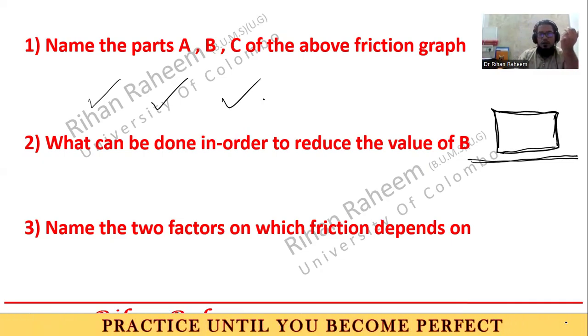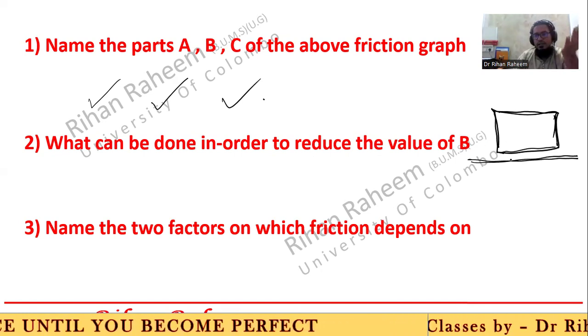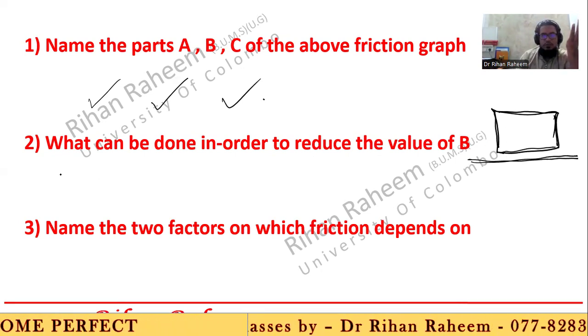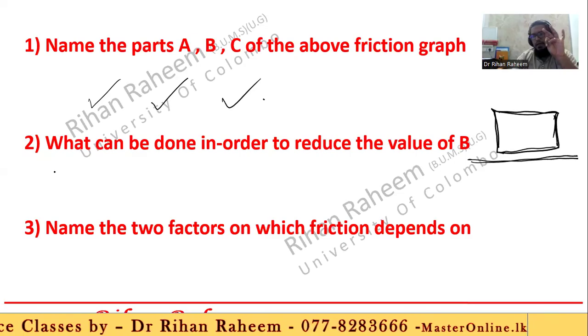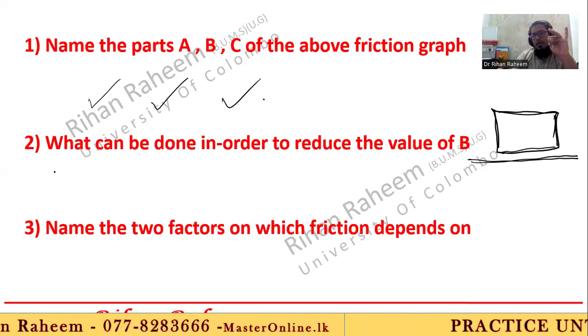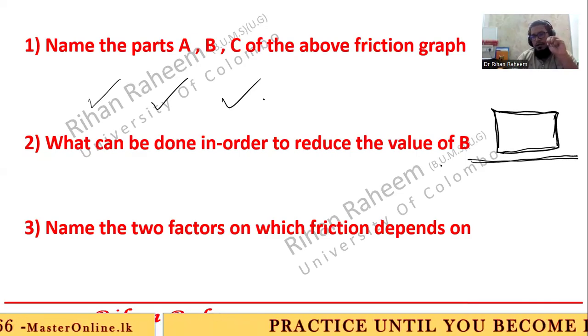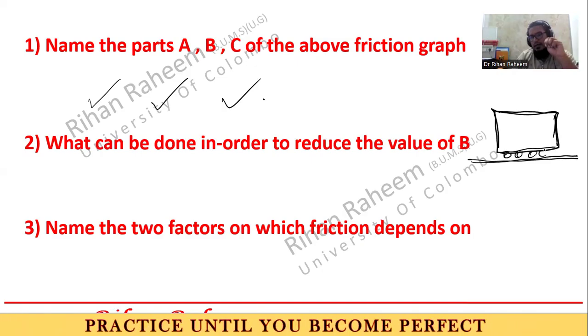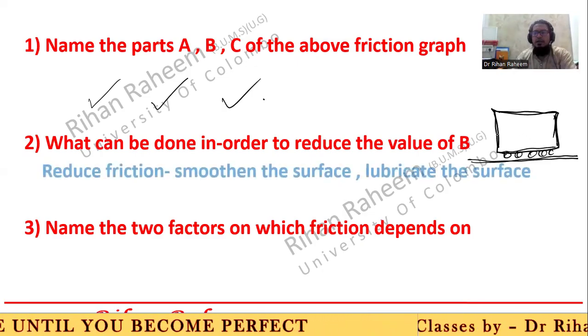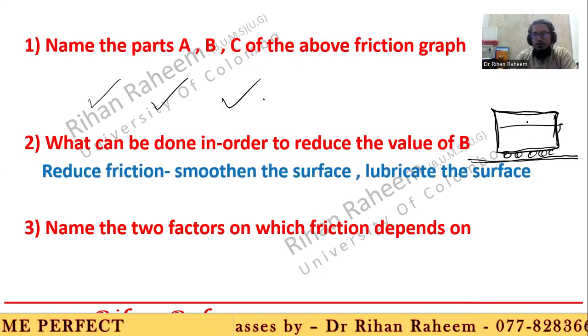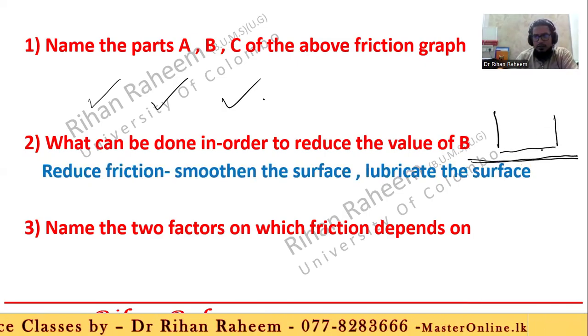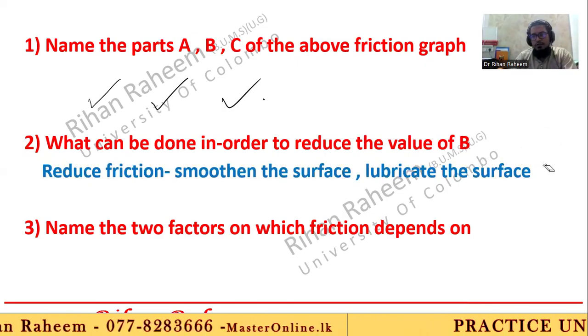So what can be done in order to reduce the friction value? You have to make the surface smooth. Making the surface smooth, application of lubricant, maybe oil, grease, solid lubricants, putting ball bearings, fixing wheels, all those can reduce the friction, or else reduce the weight of the object. By reducing the weight of the object also you can reduce the friction.